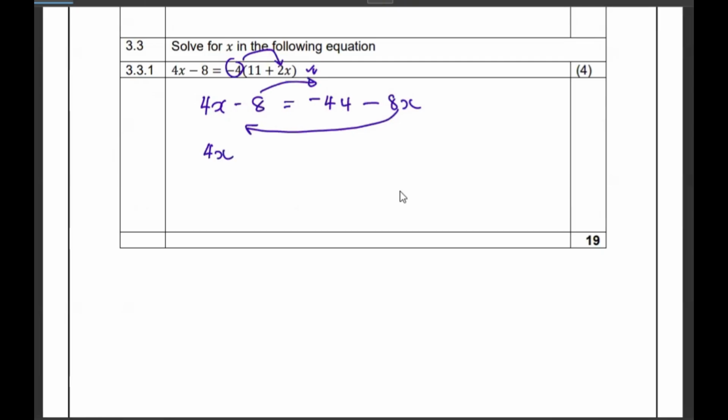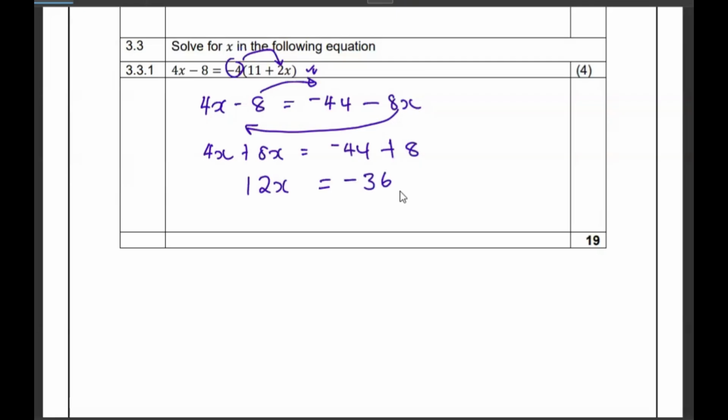So it's a 4x. Since it's a negative, it's going to become a plus. The negative 44, since it's a negative, it's also going to become a plus. And then we know that 4 plus 8 gives us 12x. The negative 4 plus 8 must give us a negative 36.